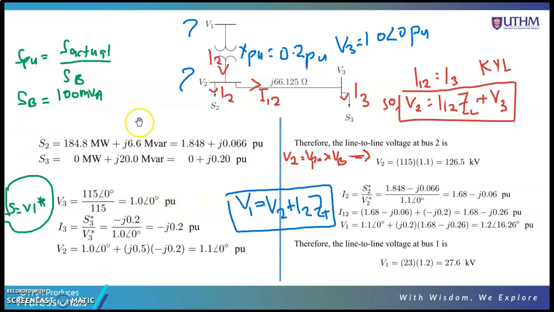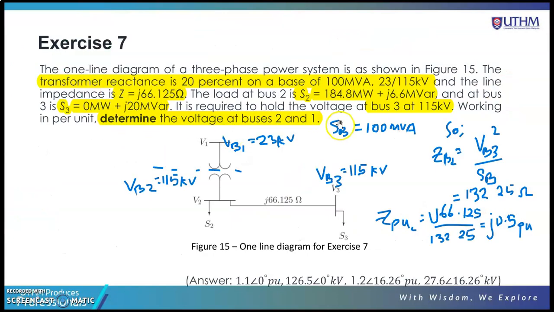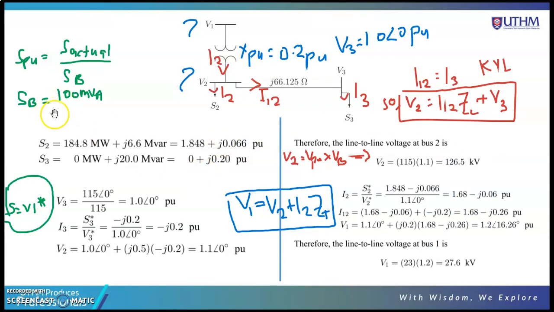Then you need to convert S2 to per unit value. We know that the complex power in per unit equals the actual complex power divided by the base apparent power. In this case the base apparent power equals 100. So you can determine S2 per unit by dividing by 100 MVA. Similarly for S3, we can determine S3 per unit by dividing by 100 MVA. So you have all the information in per unit value.